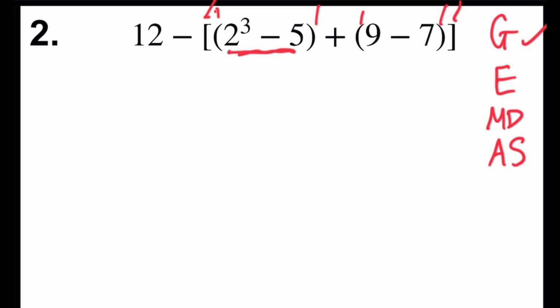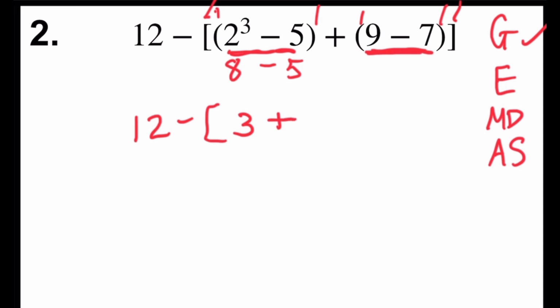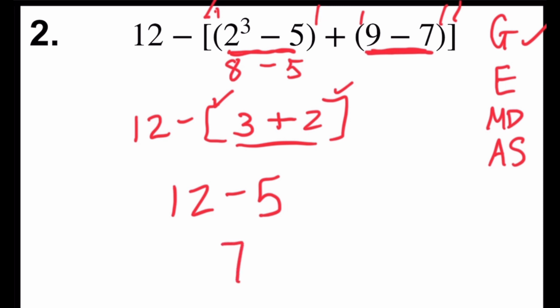So I'm going to work 2 cubed minus 5 and 9 minus 7 as the first step. I know that 2 cubed is 8, so this will be 8 minus 5. So I will have 12 minus 3 plus 9 minus 7 is 2. I still have a grouping symbol with the brackets. 3 plus 2 is 5, so I will have 12 minus 5, which is 7.